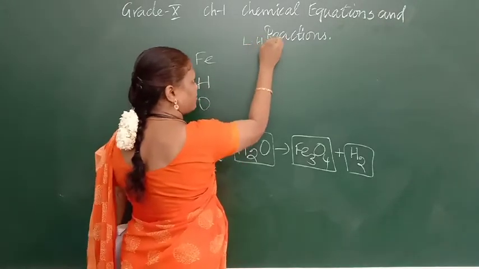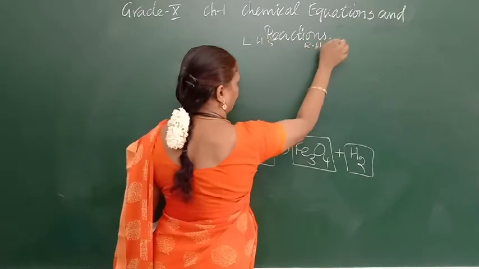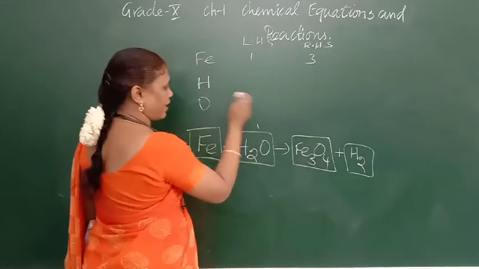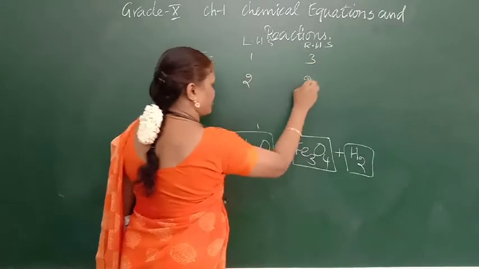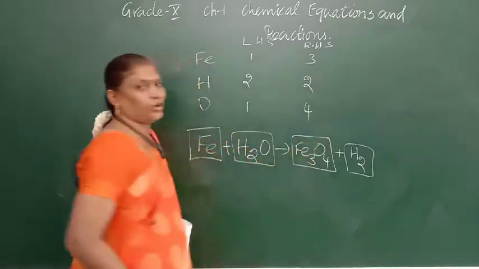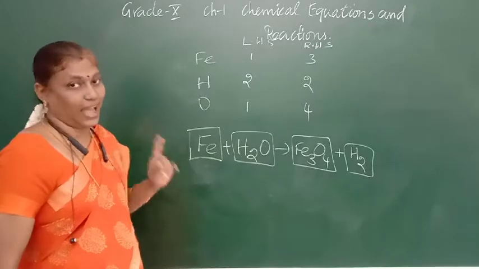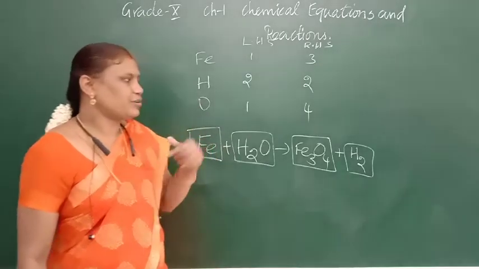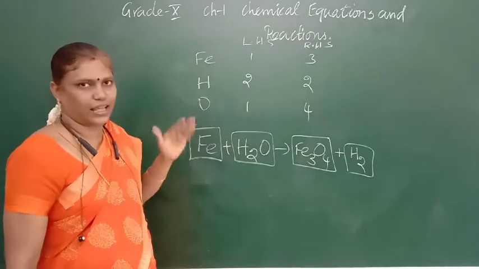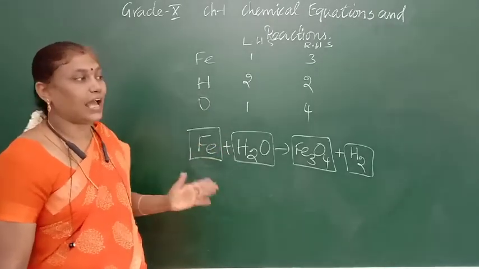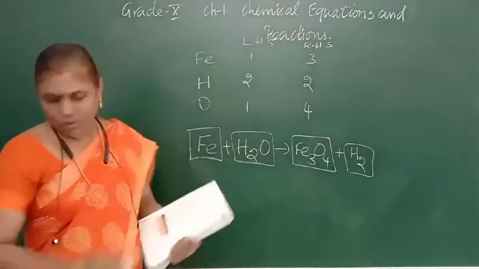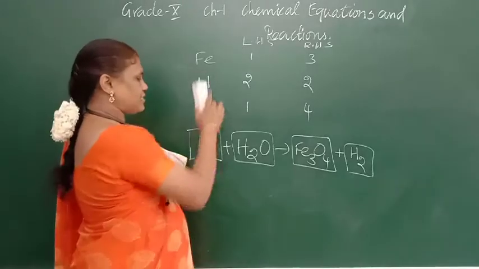Left hand side, right hand side I should see. First, on the left there is only one iron, and on this side 3 irons. Hydrogen is 2 here and 2 there. And oxygen is 1 here and 4 there. One by one I have to balance each element. After balancing one element, I should go for the next element and check at last whether both sides are balanced.